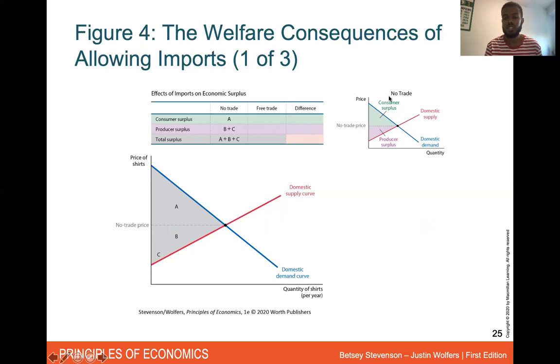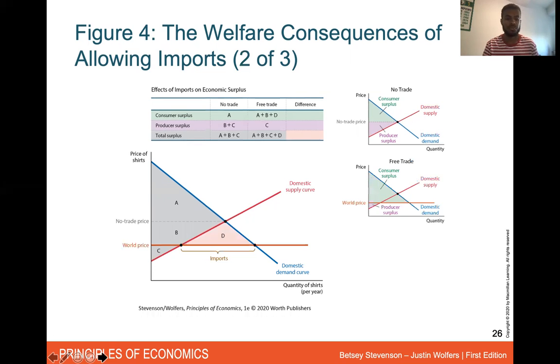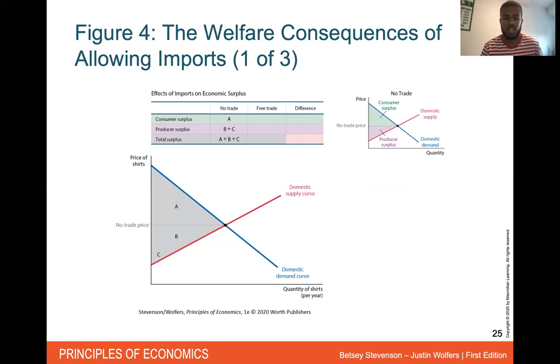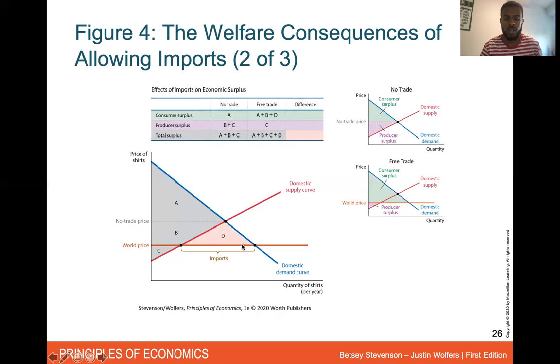So this little model shows that as well. But now, if you allow imports, you remember that at the world price, the price is lower than the original domestic price. So now all these consumers right here that originally couldn't enjoy the good because it was too expensive for them, because it was above their price, this is the domestic price here. Now with the lower world price, all these consumers are now able to enjoy the good.